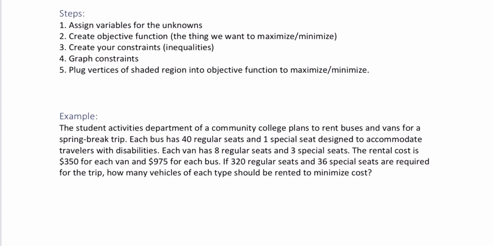To solve a linear programming problem, we first assign variables to the unknowns. Second, create an objective function, that is the thing we're trying to maximize or minimize. Part 3, we create the constraints. 4, we graph those constraints. And then 5, plug the vertices of the shaded region into the objective function to maximize it or minimize it.